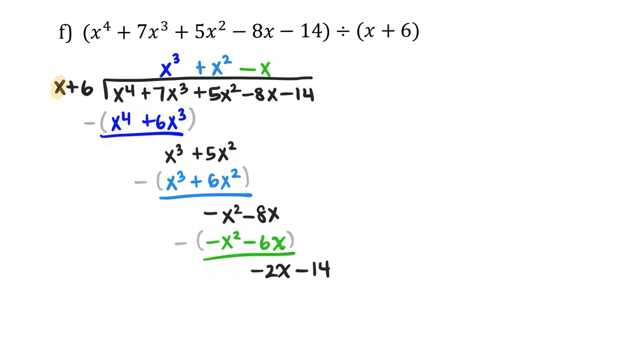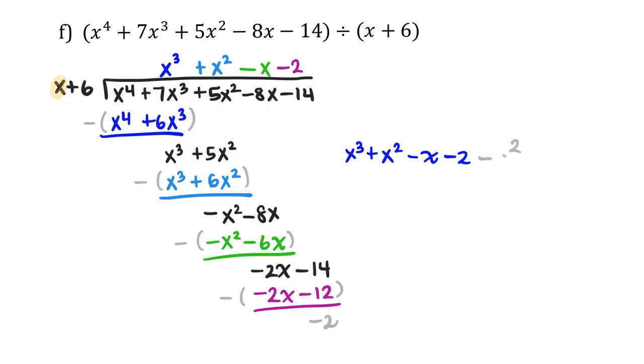Okay, x times, what's it going to be? Negative 2? Minus 12. Subtract. Okay, negative 2x plus 2x cancels. Negative 14 minus negative 14 plus 12 is negative 2. That's my remainder. So I have x cubed plus x squared minus x minus 2. My remainder is negative, so I'm going to do minus 2 over x plus 6. And that's my mixed polynomial answer.